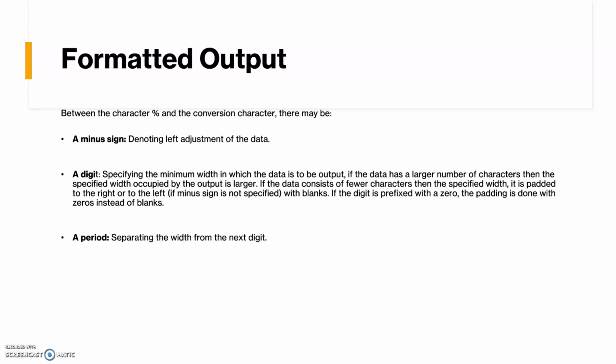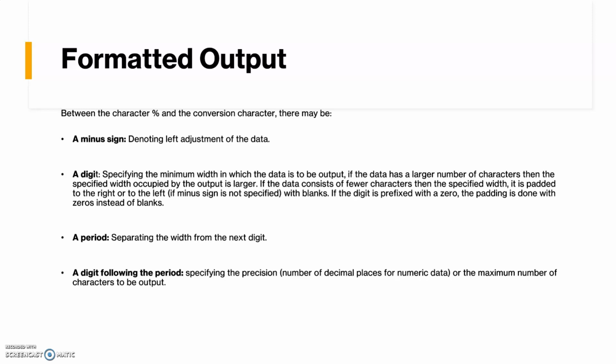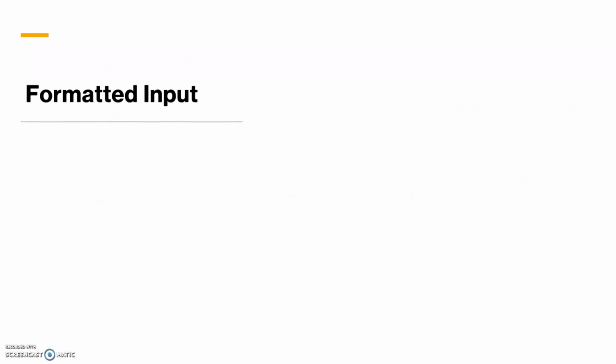And then we can have a period symbol, and then a digit followed by the period which specifies the precision of the decimal number, and then we can have a letter L specifying the long int. I already told you, if you mention %ld, you are saying it is long int. So like that, these things can also be included in your formatted output.